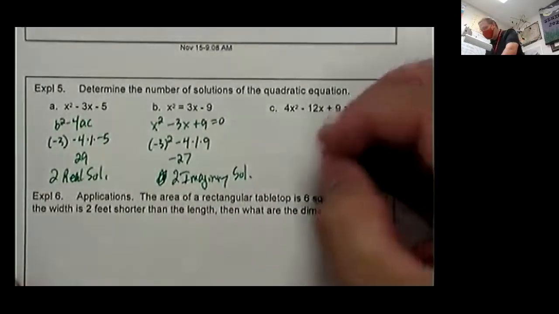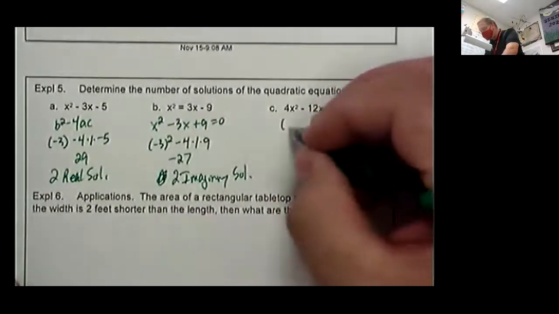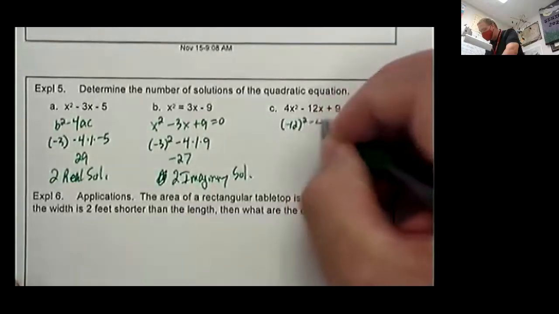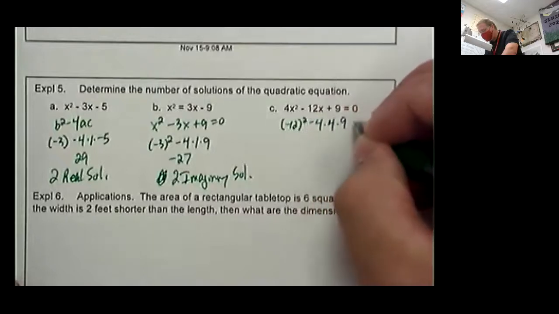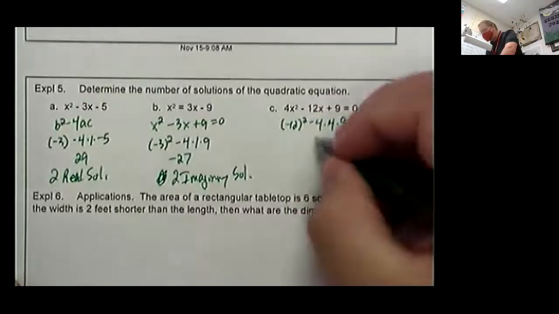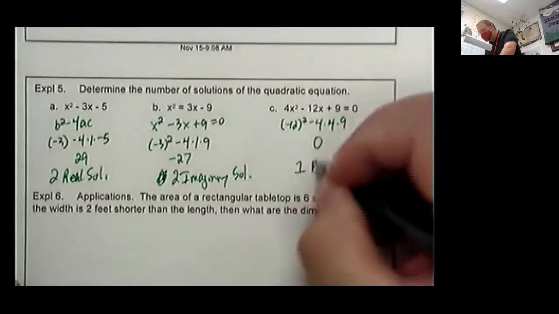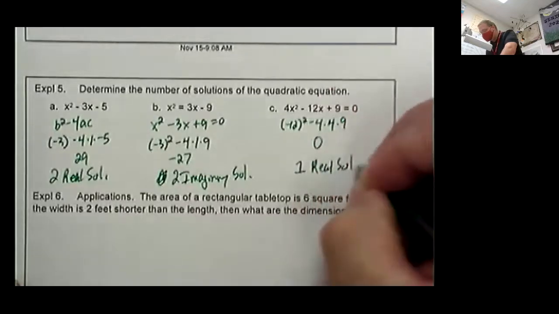And letter C, plug into our discriminant, -12 squared minus 4 times 9. And when we plug that in, that's 0. If our discriminant is 0, there's 1 real solution.